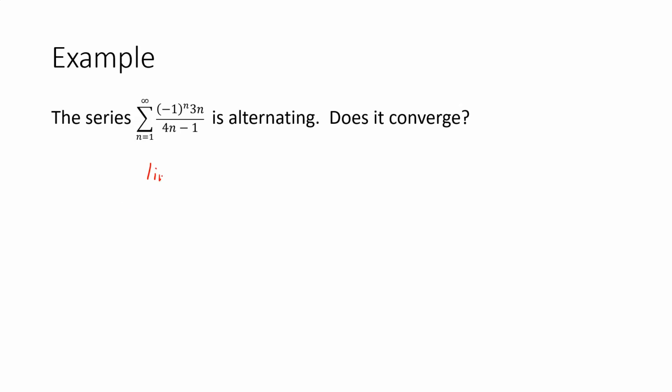So if I take the limit as n goes to infinity of just 3n over 4n minus 1, in this case, what would I get? So I divide by n. Notice here I get 3 over 4, because here 1 over n goes to 0. So this limit is 3 over 4.